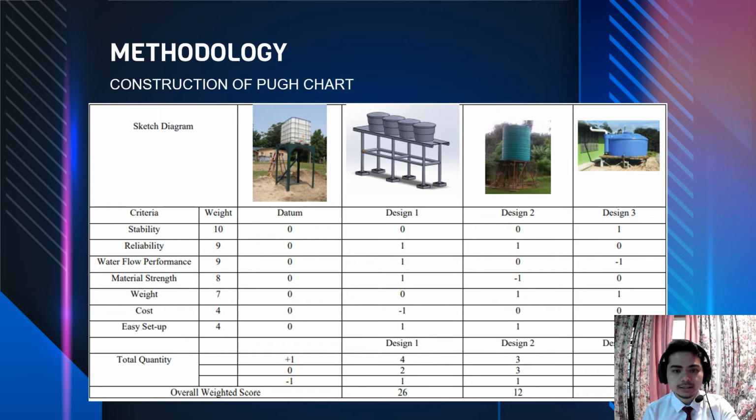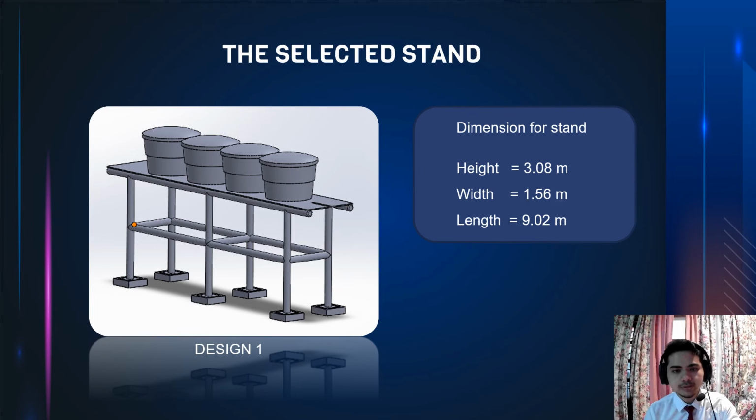For methodology, I construct a PUGH chart to decide which is the optimum design for a rainwater storage stand. This method is used to compare the new design to other water storage stand designs currently available on the market. Based on the PUGH chart overall weighted score, the selected design is design 1. For the stand dimension, the height is 3.08 meter, the width is 1.56 meter, and the length is 9.02 meter.